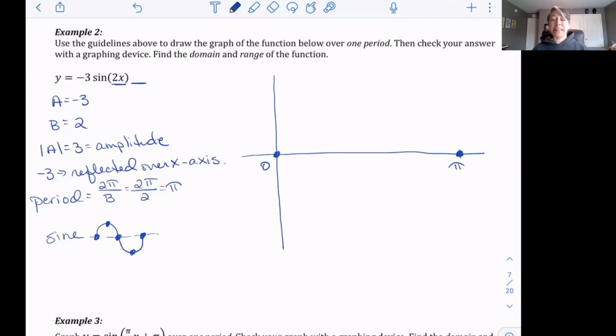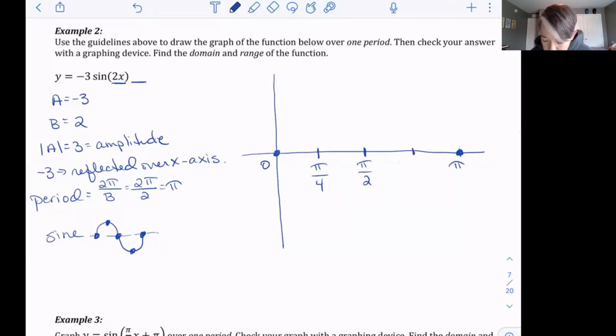So let's label our axes. You have to label those axes. I know I'm going to have an important number in the middle. So half of pi is pi over 2. And then I want to cut that in half. Pi over 2 times 1/2 is pi over 4. And then count: this is 1 pi over 4, 2 pi over 4, so this one here would be 3 pi over 4. So now we've dealt with the period and the x-axis.